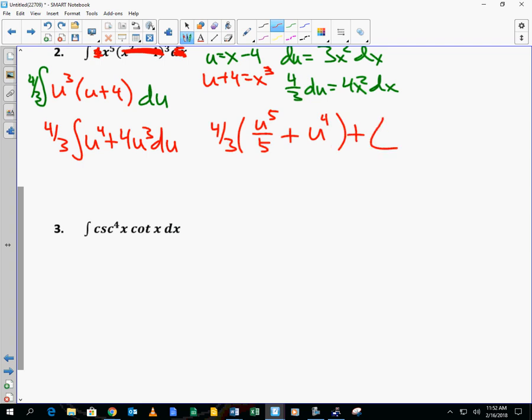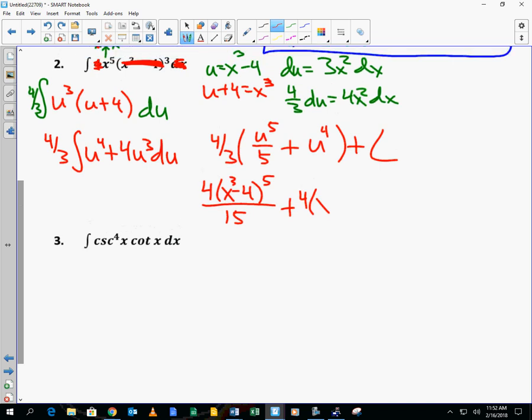Now I'll distribute the 4/3 and I'll place x cubed minus 4 back in. 4 times (x cubed minus 4) to the 5th over 15 plus, yes, thank you, x cubed. There we go. I was looking at that and the 3 got cut off there. (x cubed minus 4) to the 4th over 3 plus a constant.